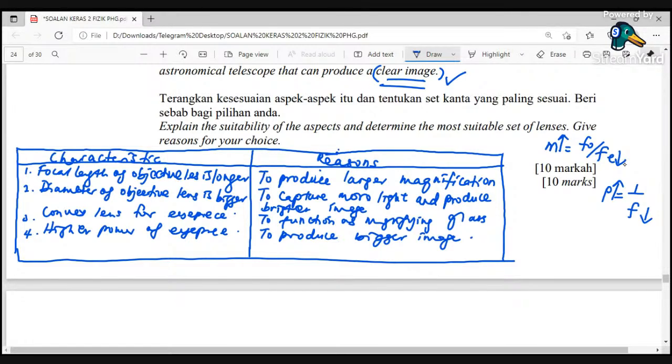Dah selesai dah 4. So apa yang you pilih? J is chosen. Apa reason? Because, salin balik yang kolom yang sebelah kiri. Because objective length, focal length of objective is longer, diameter is bigger, use convex lens for eyepiece and higher power of eyepiece. This is it. So ini untuk 10 mata.